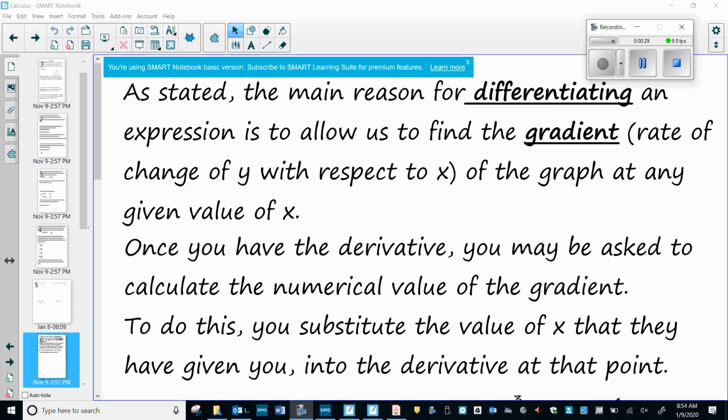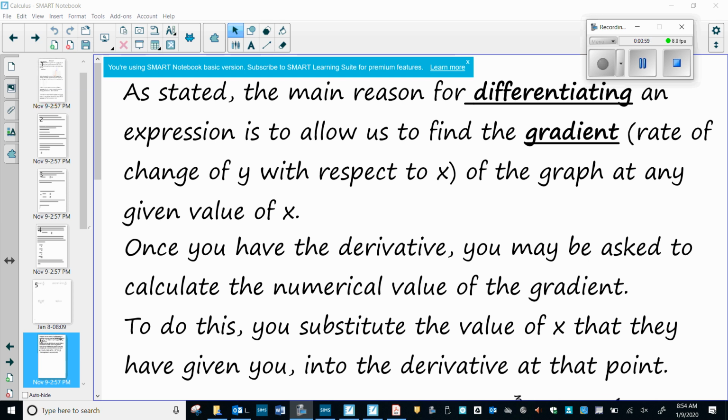Now, hopefully we remember that gradient is the rate of change that y changes with respect to x. So change in y over change in x. And having the derivative enables us to find that gradient at any different value for x. So remember that very first function, the gradient was different at different parts of the graph. This enables us to find that gradient at those different places.